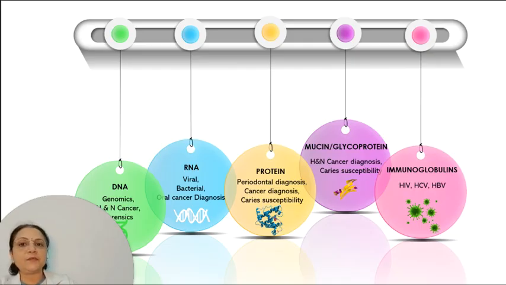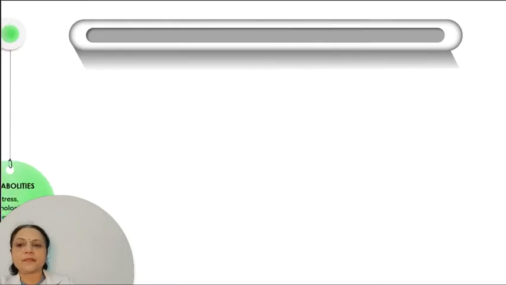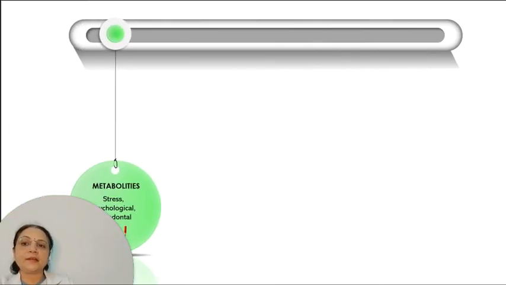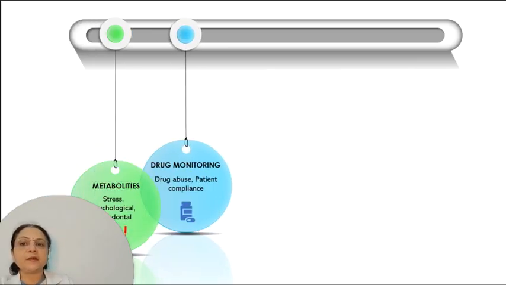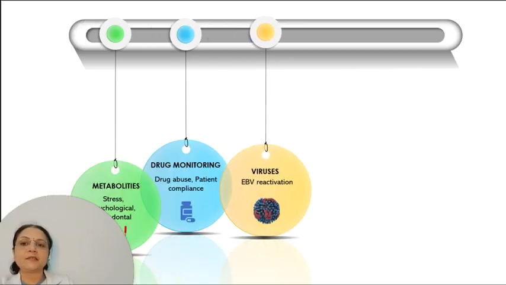Next, the immunoglobulin can be used to detect HIV, HCV and HBV. The metabolites in saliva can give valuable information on stress and other psychological diseases. Saliva can also be used to monitor drug abuse and patient compliance with drug use. Next, saliva is successfully used to detect Epstein-Barr virus reactivation.